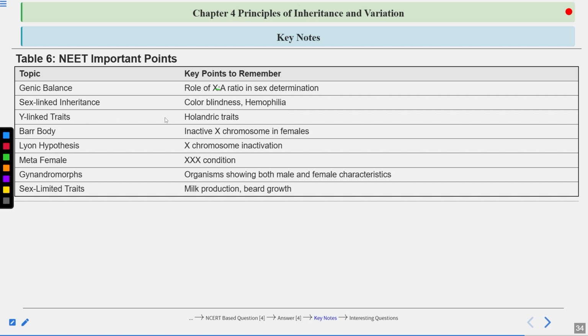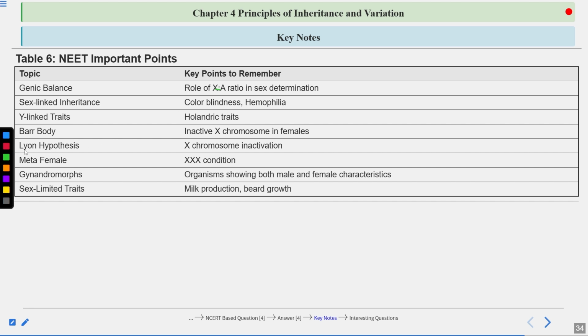Then Holandric traits, they are known as Y-linked traits. So traits which are linked to the Y chromosome are known as Holandric traits. They are only present in the males. You should know about the Barr bodies also. They are inactive X chromosomes in the females. So this term you should remember, Barr bodies. These are nothing but inactive X chromosomes in the females.